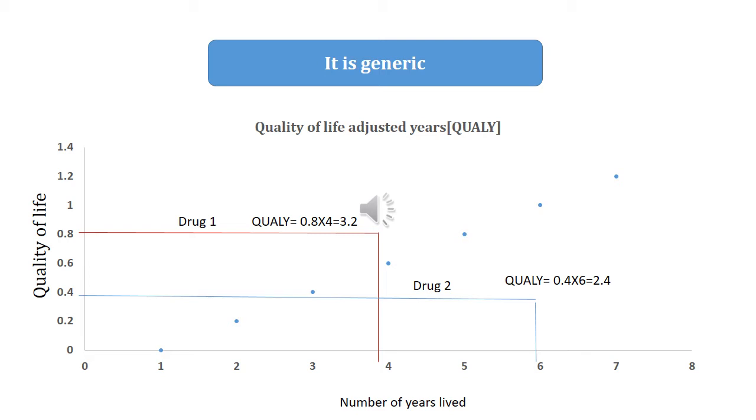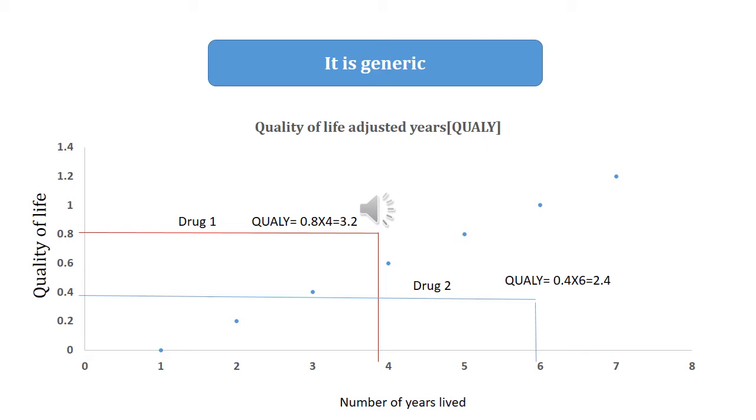Now consider drug 2. The number of years that you will live after taking this drug is 6, and the quality of life of those years is 0.4. So if you see the QALY score, it is 0.4 multiplied by 6, which is 2.4. So you see that even though drug 2 increases the lifespan, yet the quality of life is low. Hence, the score that you obtain for QALY is less as compared to the score for drug 1. So this approach is used for cost utility analysis.